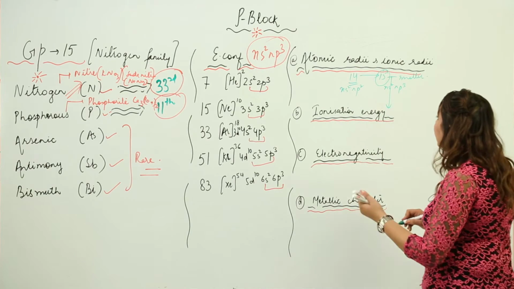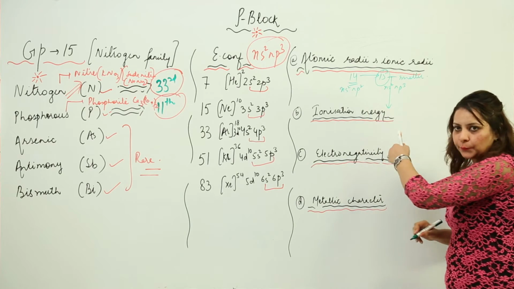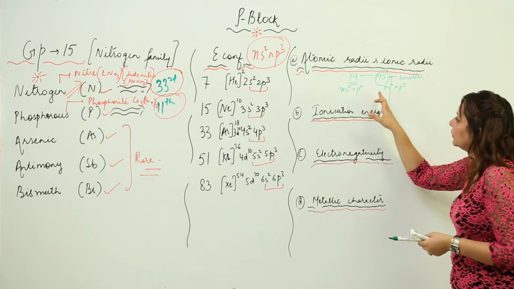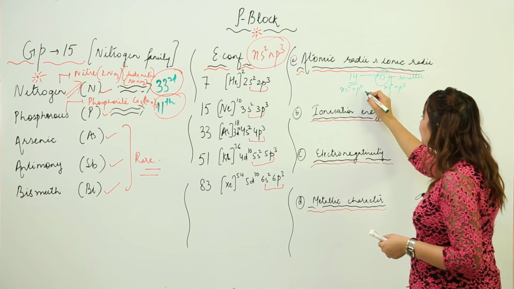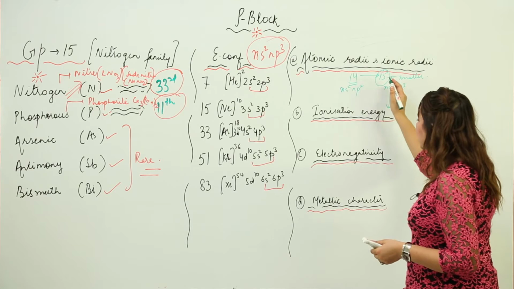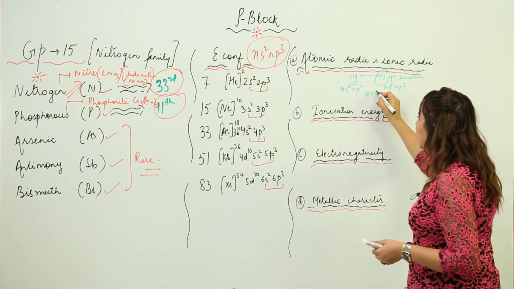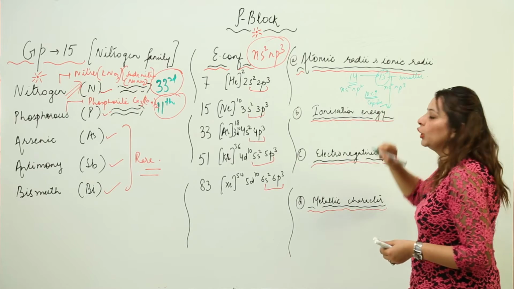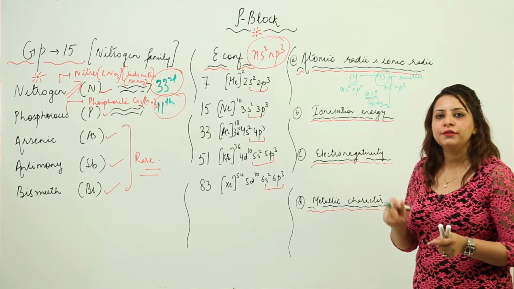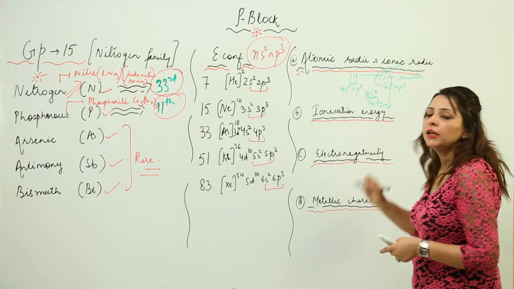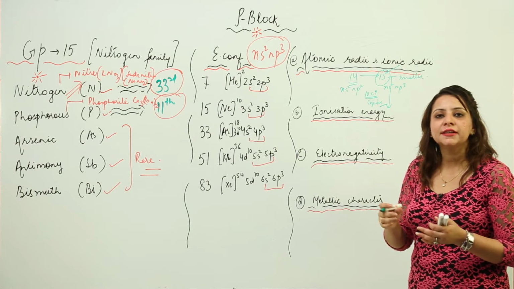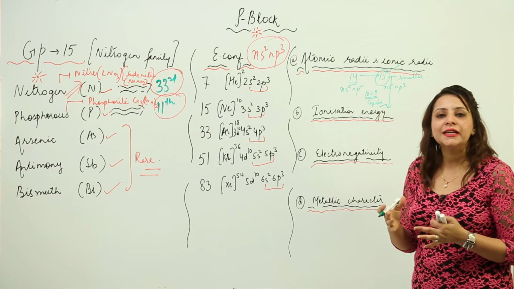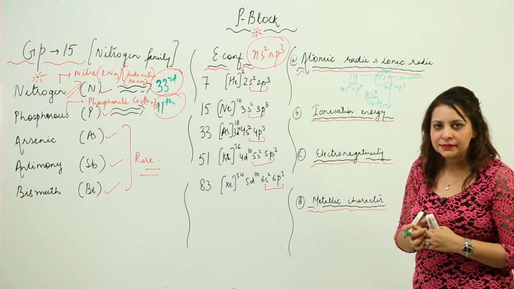That means an electron is being added here, right. When an electron is added in the same shell, the nuclear charge increases, due to which the size decreases. So if we compare the size of 14 and 15, obviously 15 is going to be smaller, because the increase in electrons in the same shell results in an increase in the nuclear charge and a decrease in size.